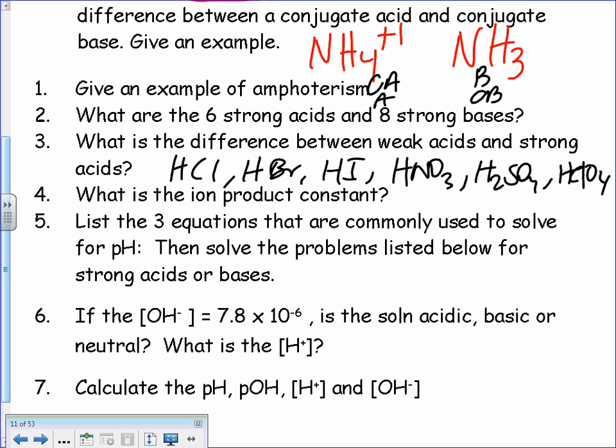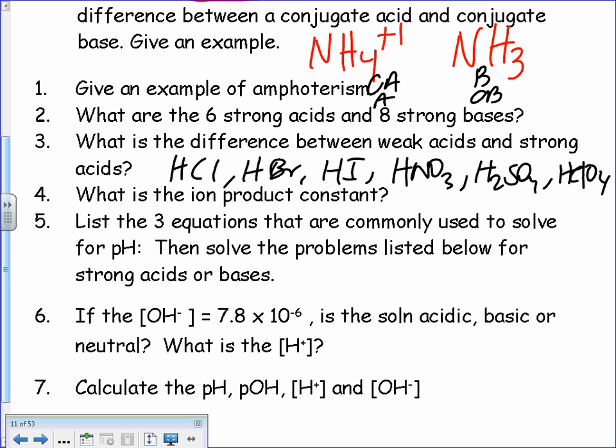8 strong bases, do you remember how to decide that? Big B on the left side. Right, it's the little b on the left side, so I'm going to point over there. So where does it start? Lithium, there's 8 of them, okay? Lithium hydroxide, sodium hydroxide, potassium hydroxide, rubidium hydroxide, cesium hydroxide, barium hydroxide, strontium hydroxide, calcium hydroxide. Little b. Wow. See it? Okay, cool. So this is a quick review.